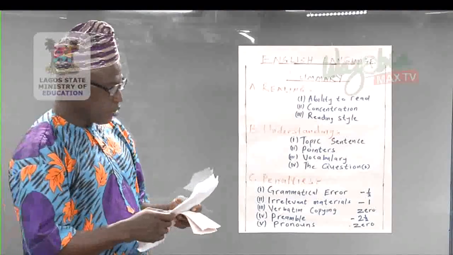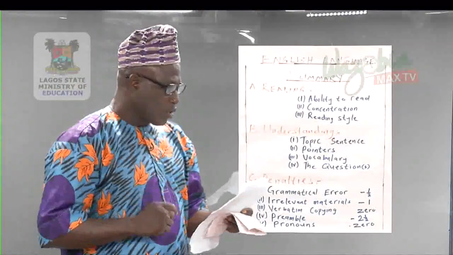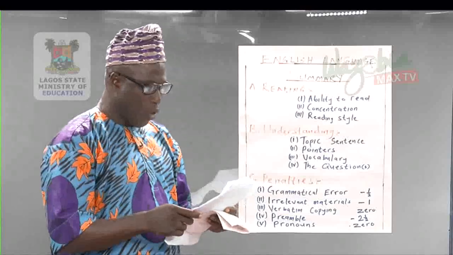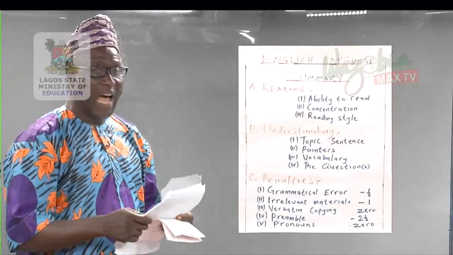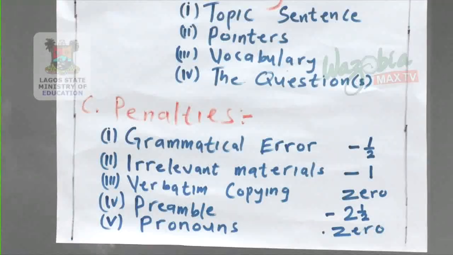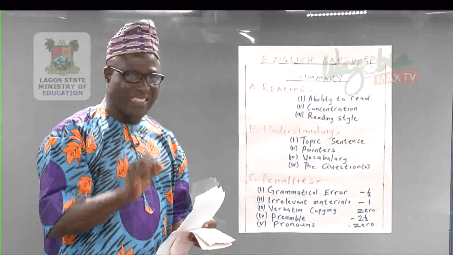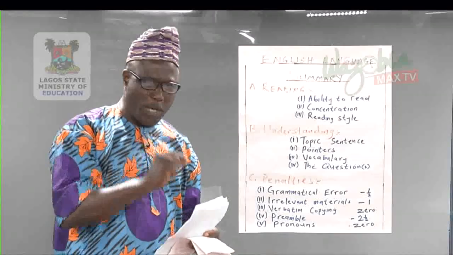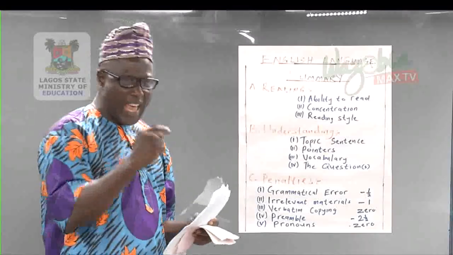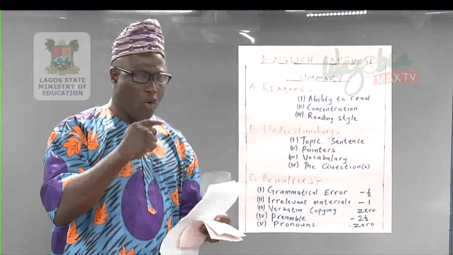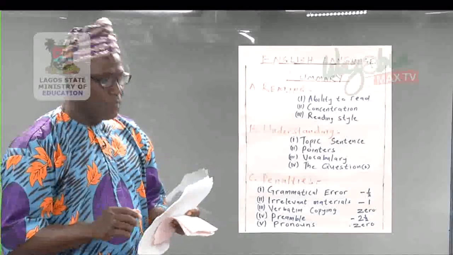The second penalty: deduct 1 mark for irrelevant or extraneous material at each scoring point. Most of you candidates write your answers, but you now embellish your answers with irrelevant ideas. In summary, you are expected to write the exact answer as explained or mentioned in the passage. Any extra word or words added will attract minus 1 mark.